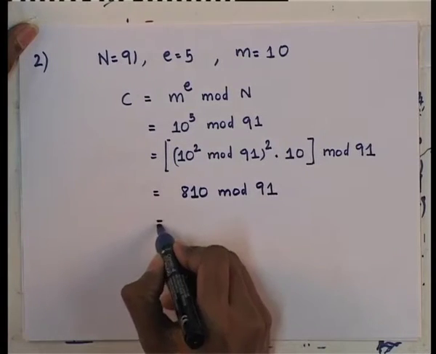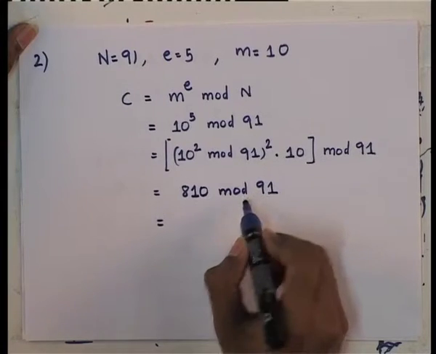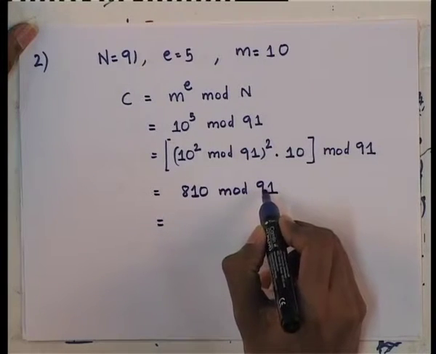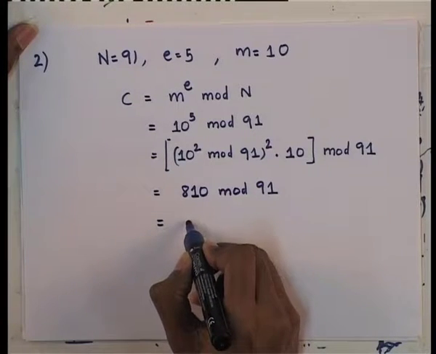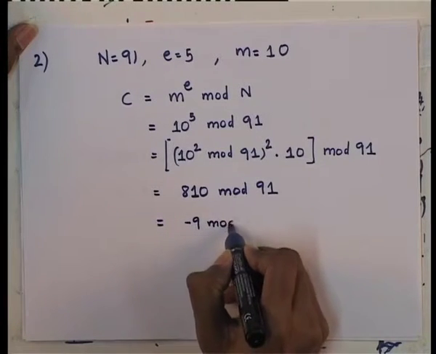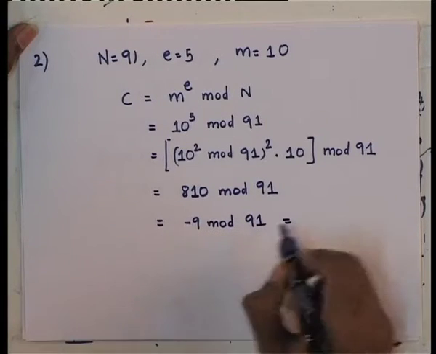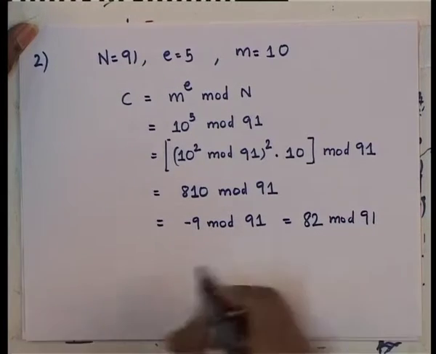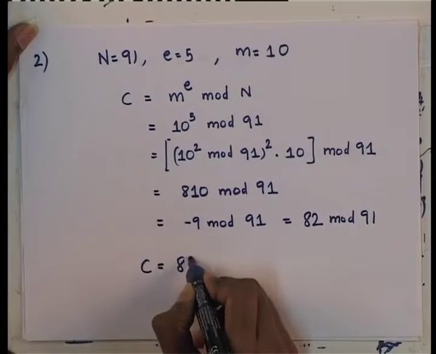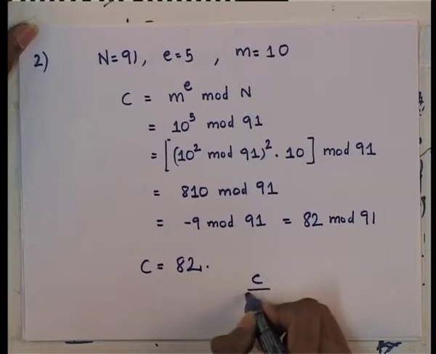91. That is equal to, 91 times 9 is 819. So, minus 9 mod 91, add 91 to minus 9, which gives us 82 mod 91. So the encrypted message is 82. So the correct option is option C.